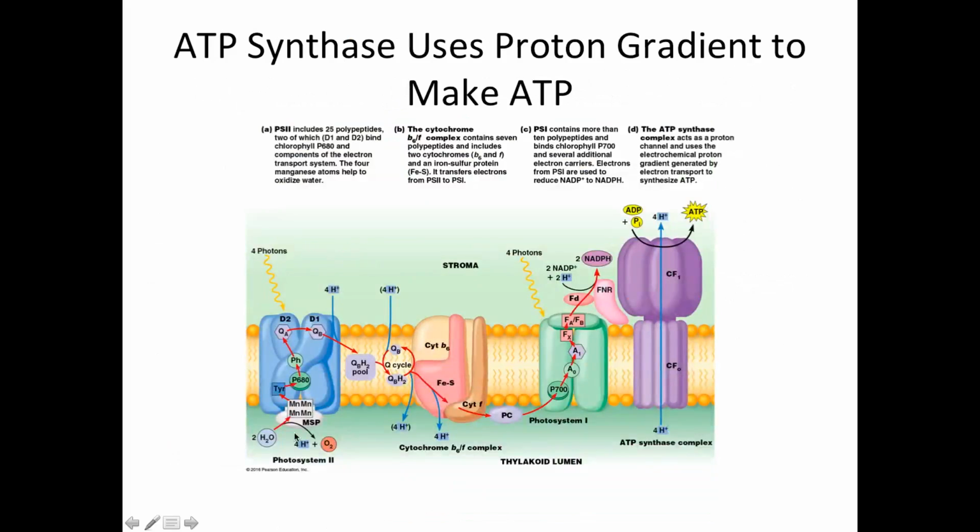ATP synthase is going to use that proton gradient that we make in our thylakoid lumen to, again, using a very similar structure, move the protons back down their gradient and use that energy to make ATP molecules.